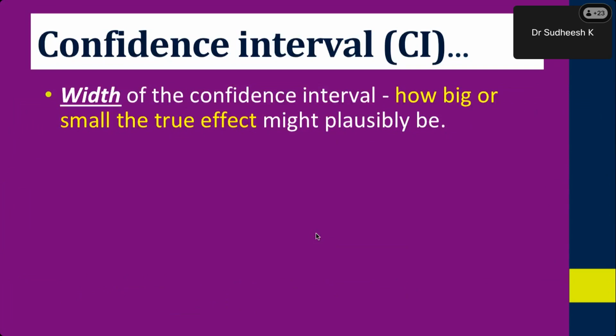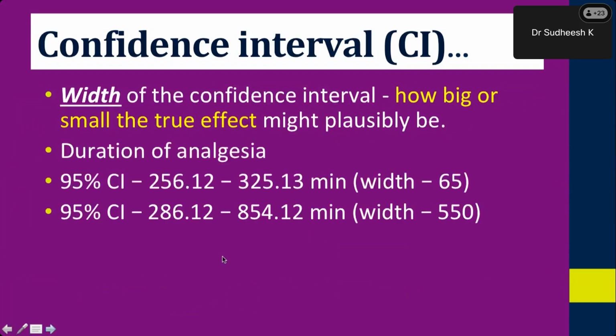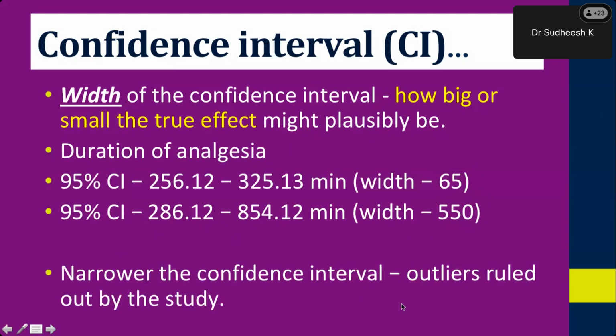The width of the confidence interval also tells how big or how small the true effect might possibly be. If you see the example, duration of analysis here, the width is 65, 256 to 325. The difference is only 65, so the width of the CI is narrow, whereas in another study, 286 to 254, the width is 550, so it is quite wide. Therefore, the possibility of heterogeneity is very high in this, whereas heterogeneity is very low here, or the outliers narrow the confidence interval. Outliers are ruled out by the study itself.